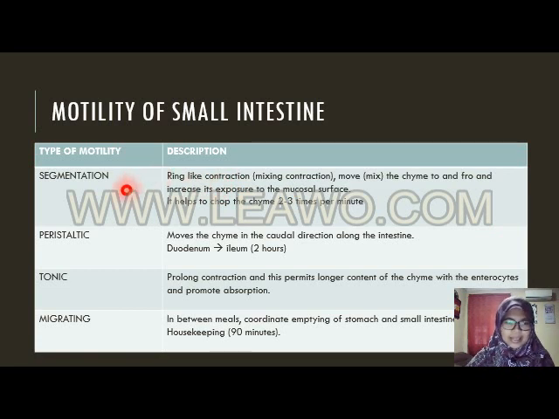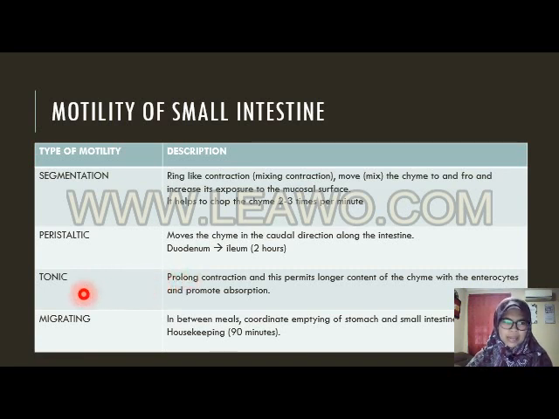So, motility of the small intestine. In the esophagus and stomach, segmentation and peristalsis are among the mechanisms by which food is moved around. In the small intestine, there are two additional motilities, which are tonic and migrating. Segmentation is the main mechanism of motility in the small intestine. This is a ring-like contraction that moves and mixes the chyme to and fro, and increases its exposure to the mucosal surface, and it helps to chop the chyme 2 to 3 times per minute. Meanwhile, peristalsis is the main mechanism of motility in the esophagus, where it moves the bolus, but in the small intestine, the food is present as chyme, and it moves the chyme in the caudal direction along the intestine. From the duodenum to the ileum, the food takes about 2 hours.